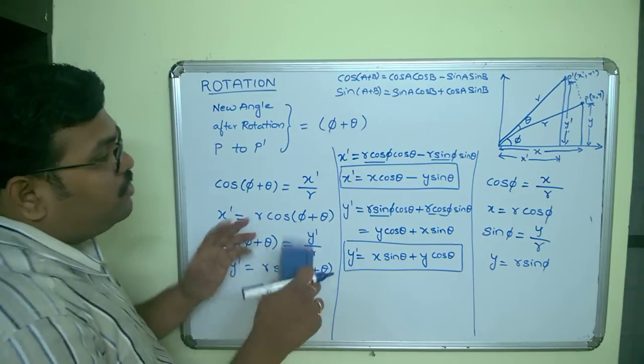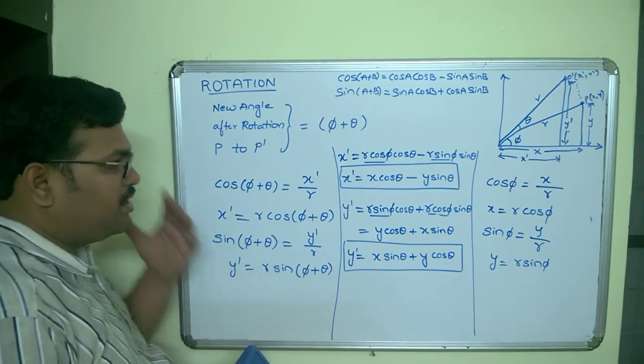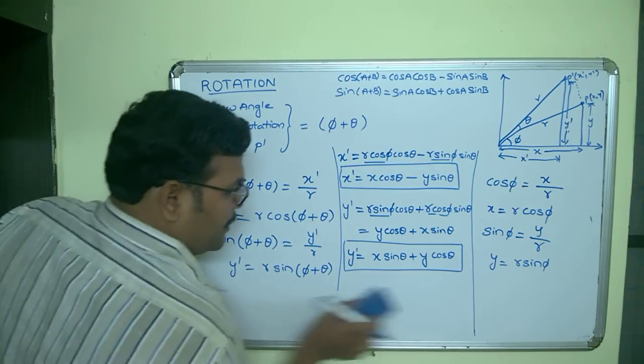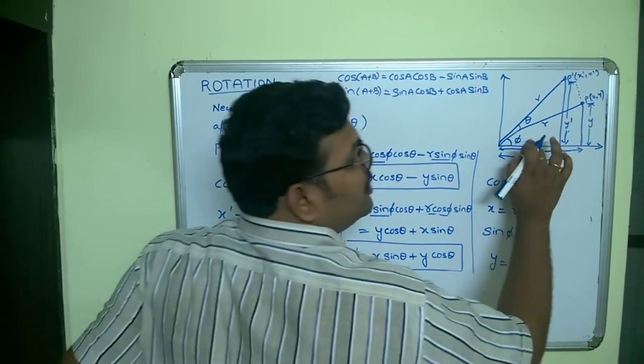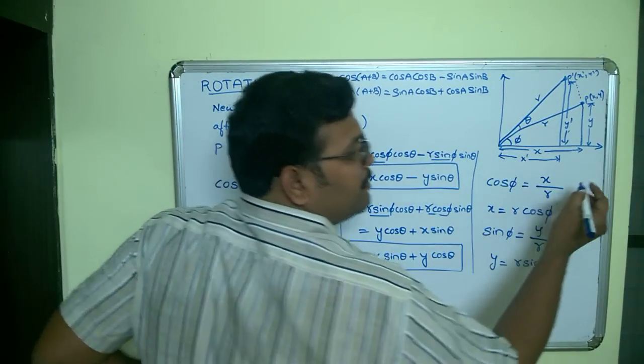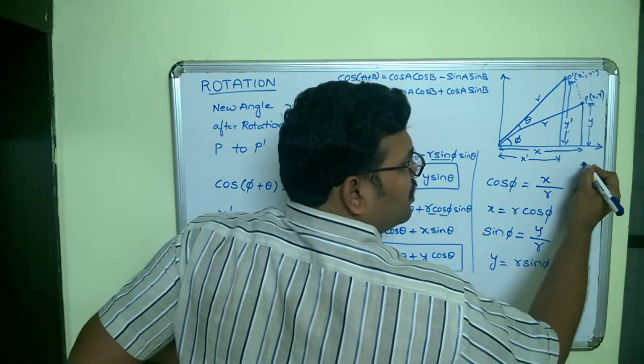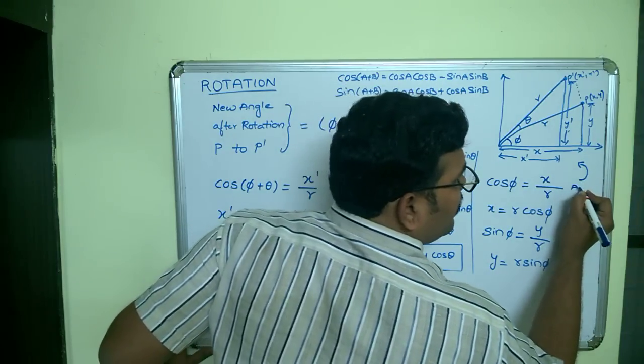Now, what is the matrix representation for this rotation? Here we are rotating this phi to theta. That means the rotation is in this way, that means anti-clockwise.